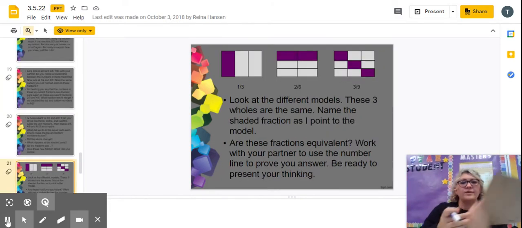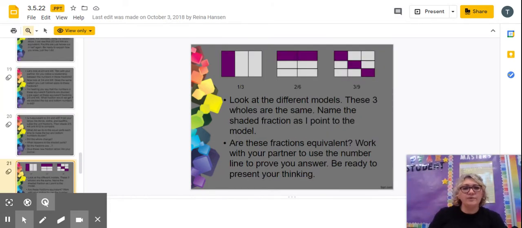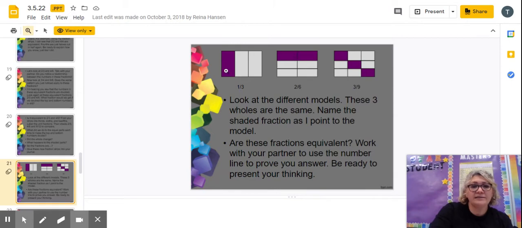All right, okay, let's look at some models. 1/3, 2/6, and 3/9. These 3 wholes are the same. Name the shaded fraction as 1 point to the model. Are these fractions equivalent? Are they equal? Well, let's look at them. So let's see. What do you think? Are they equal? They're all 3 exactly the same size.